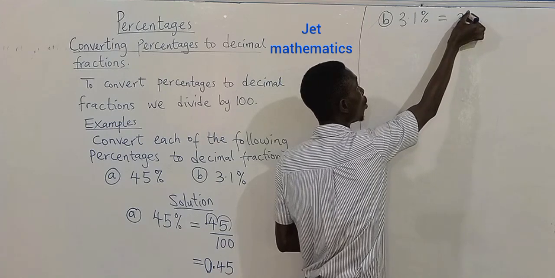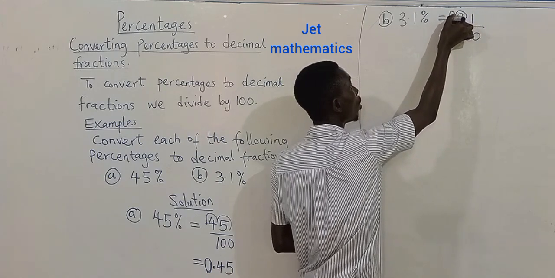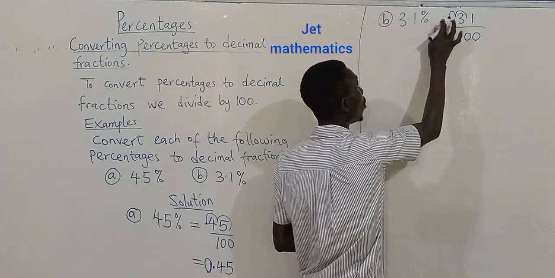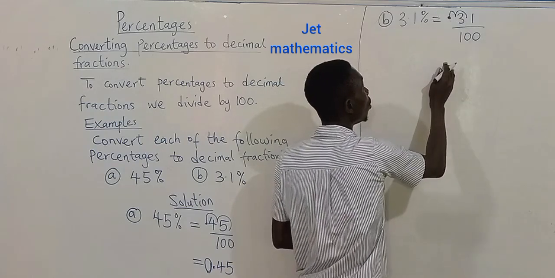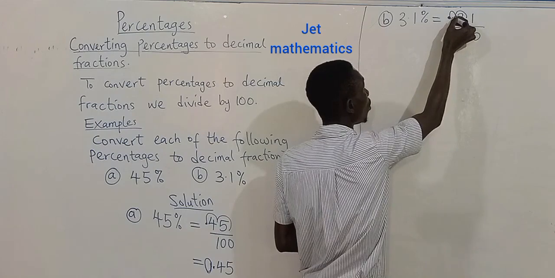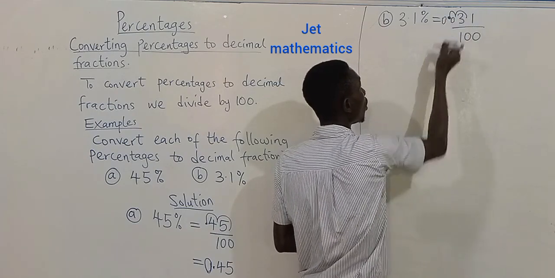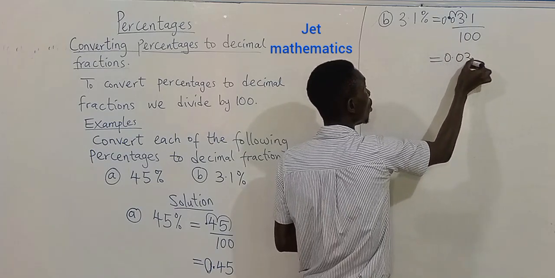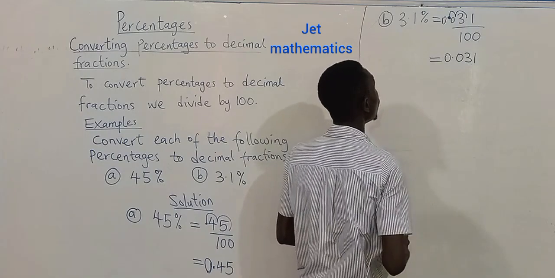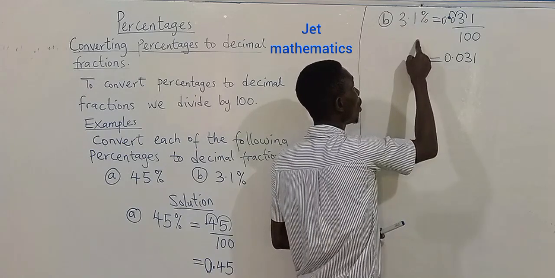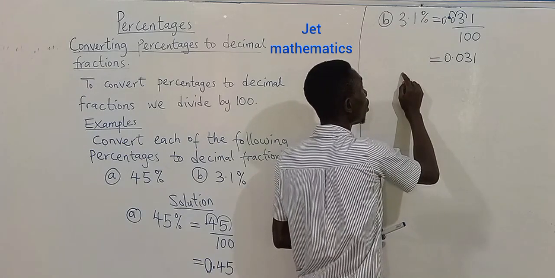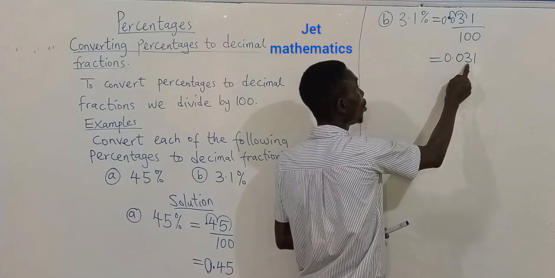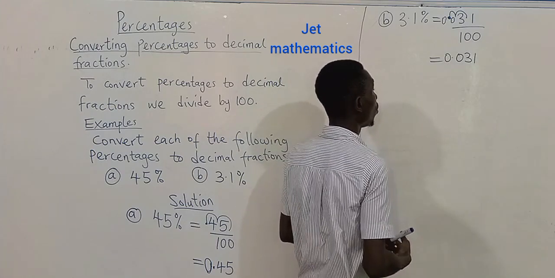So I'm moving this 1, 2. So the point comes in here. We can fill here with a 0 and put a 0 at the beginning. So this becomes 0.031. So 3.1% is the same thing as 0.031 in decimal fraction.